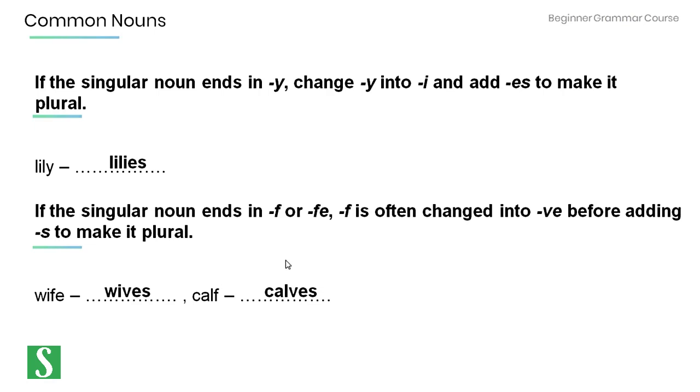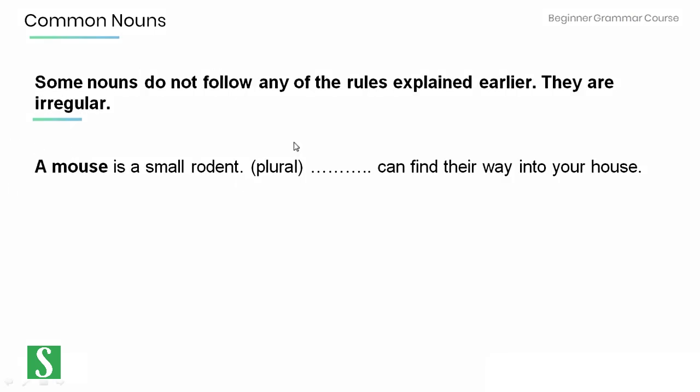Okay, so some nouns do not follow any of the rules explained earlier. They are irregular. For example, a mouse is a small rodent. Try to make it plural in the following sentence. Mice can find their way into your house.